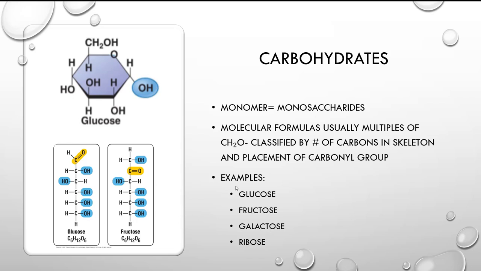Okay. And then we can see some other examples of monosaccharides besides the glucoses and the fructoses. We have galactose. Galactose is another type of monosaccharide, and ribose. Ribose is an example of a pentose that has 5 carbons, and we'll learn more about that when we talk about our nucleic acids.